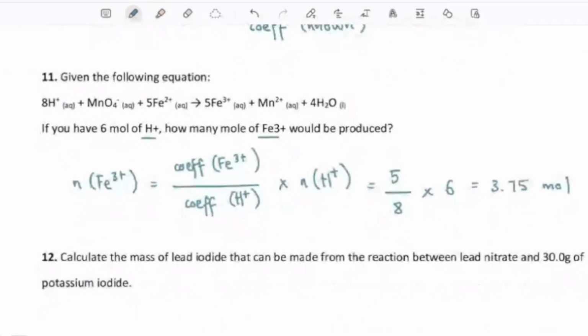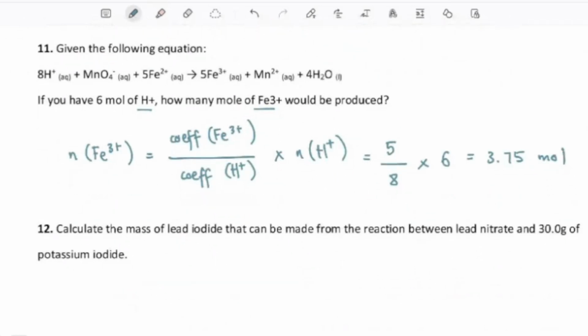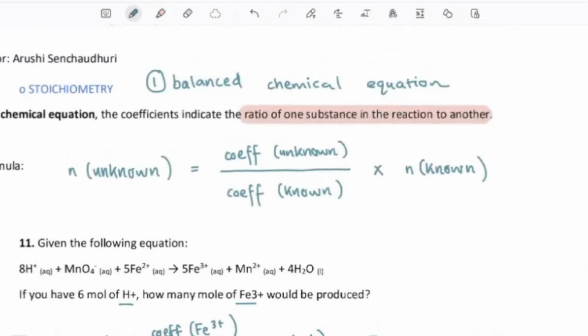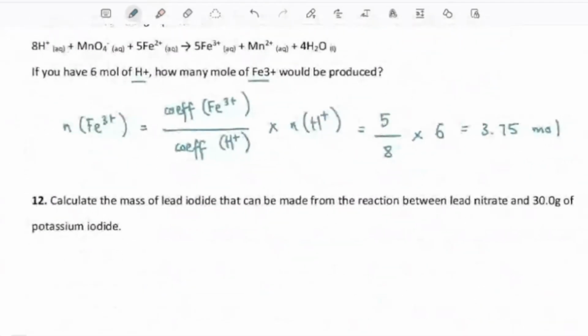So how can we use this? What is the entire process of solving a question like this? Most of the time, you'll be given questions like this example here: calculate the mass of lead iodide that can be made from the reaction between lead nitrate and 30 grams of potassium iodide. So before we do anything, let's write down our balanced chemical equation. The reaction is between lead nitrate and potassium iodide.